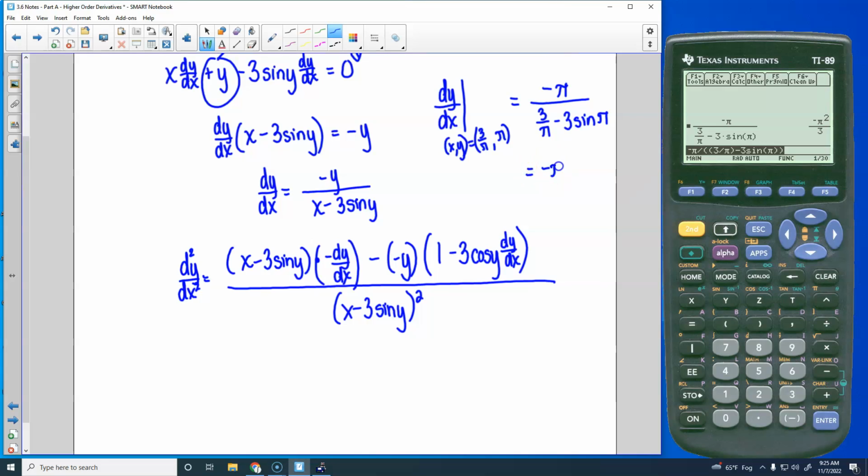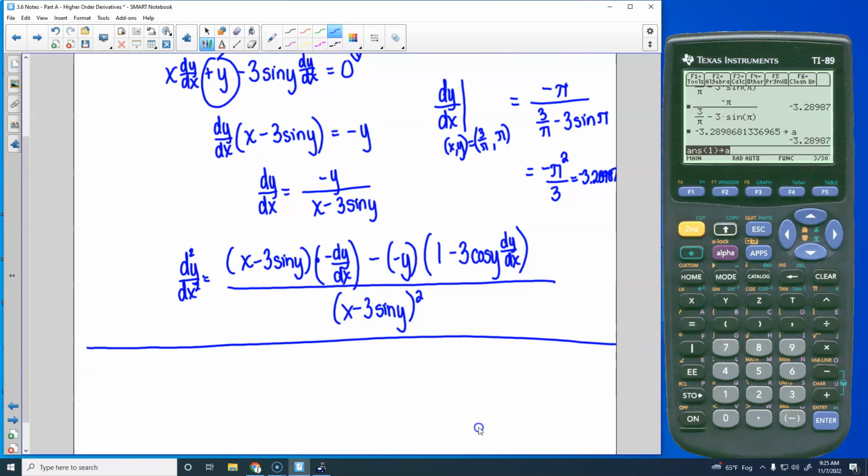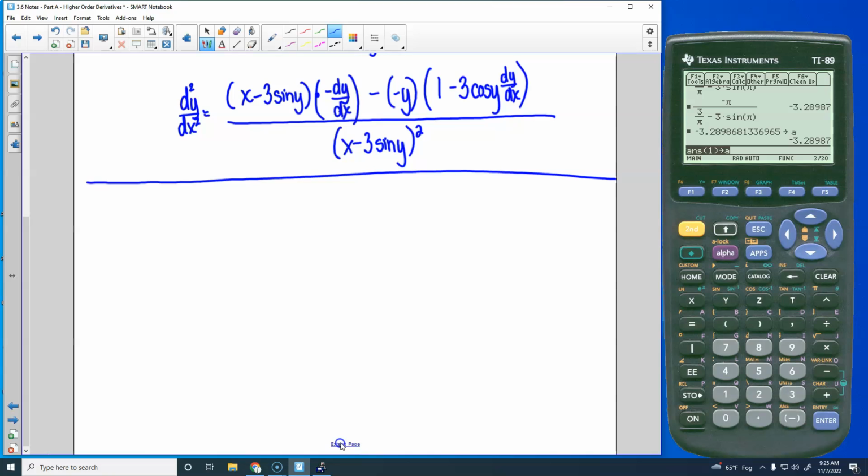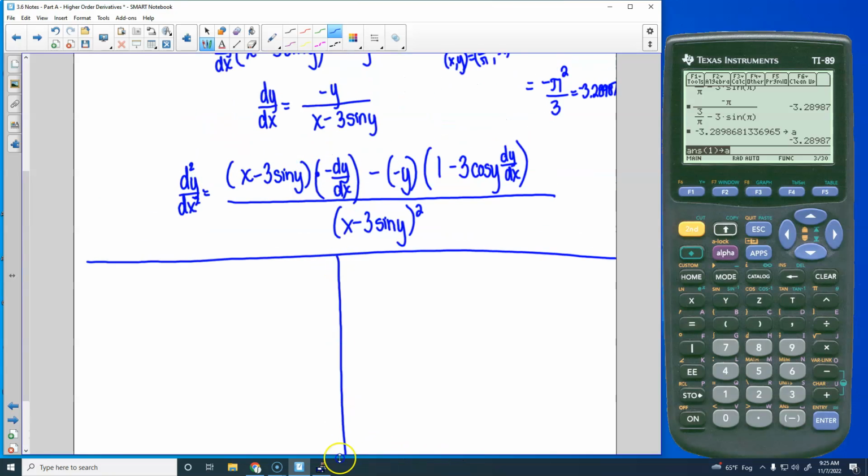So this is negative pi squared over 3. Or if we want a decimal for this, we just have to hit the green button before we hit enter, and it'll be negative 3.28987. I'm going to store that value right there as an A, so that it'll be easier to type in if I decide to use the decimal. So I'll do both ways. You guys decide which one you think is better.